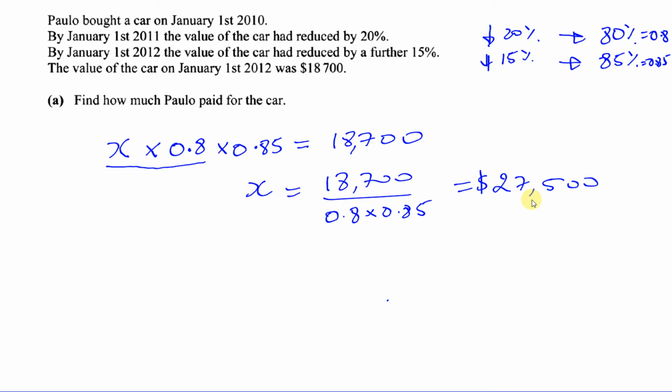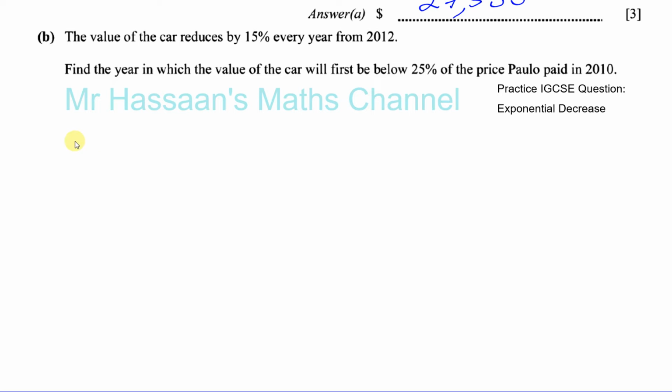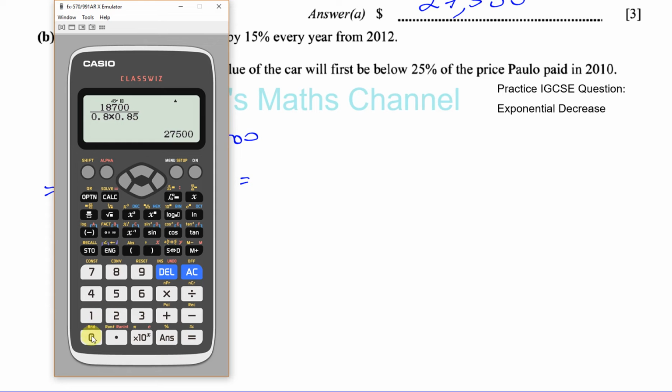So we've got to first find 25% of 27,500, which is equal to 0.25 times 27,500. What does that give us? 0.25 times 27,500.